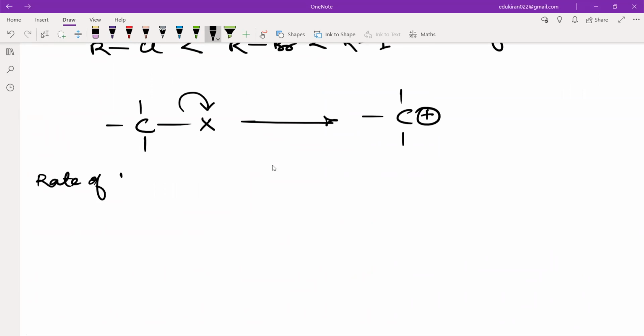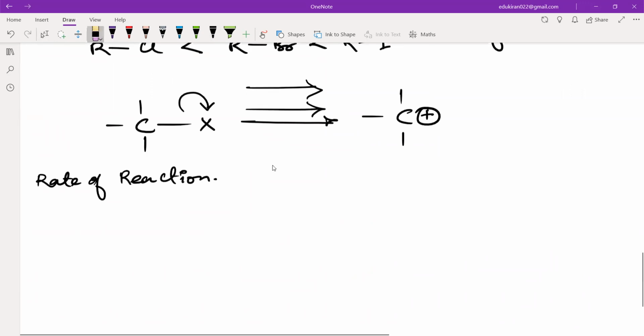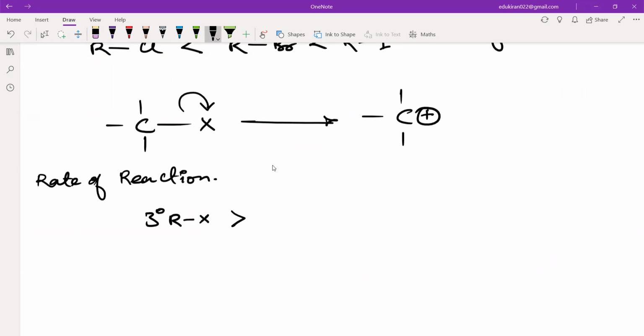Now, the rate of reaction when I compare the alkyl groups: this carbocation should be stable. If this carbocation is stable, then this reaction can happen faster, and this carbocation then will lead to product. So if I talk about rate of reaction, then 3 degree RX will be fastest, followed by 2 degree, followed by 1 degree, because 3 degree alkyl halide will give me 3 degree carbocation, which is most stable.